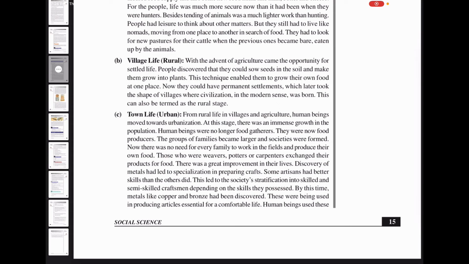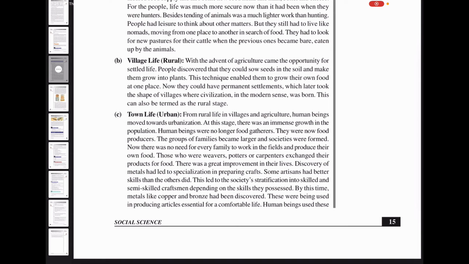Town life, urban. From rural life in villages and agriculture, human beings moved towards urbanization. At this stage, there was immense growth in the population. Human beings were no longer food gatherers, they were now food producers. The groups of families became larger and societies were formed.